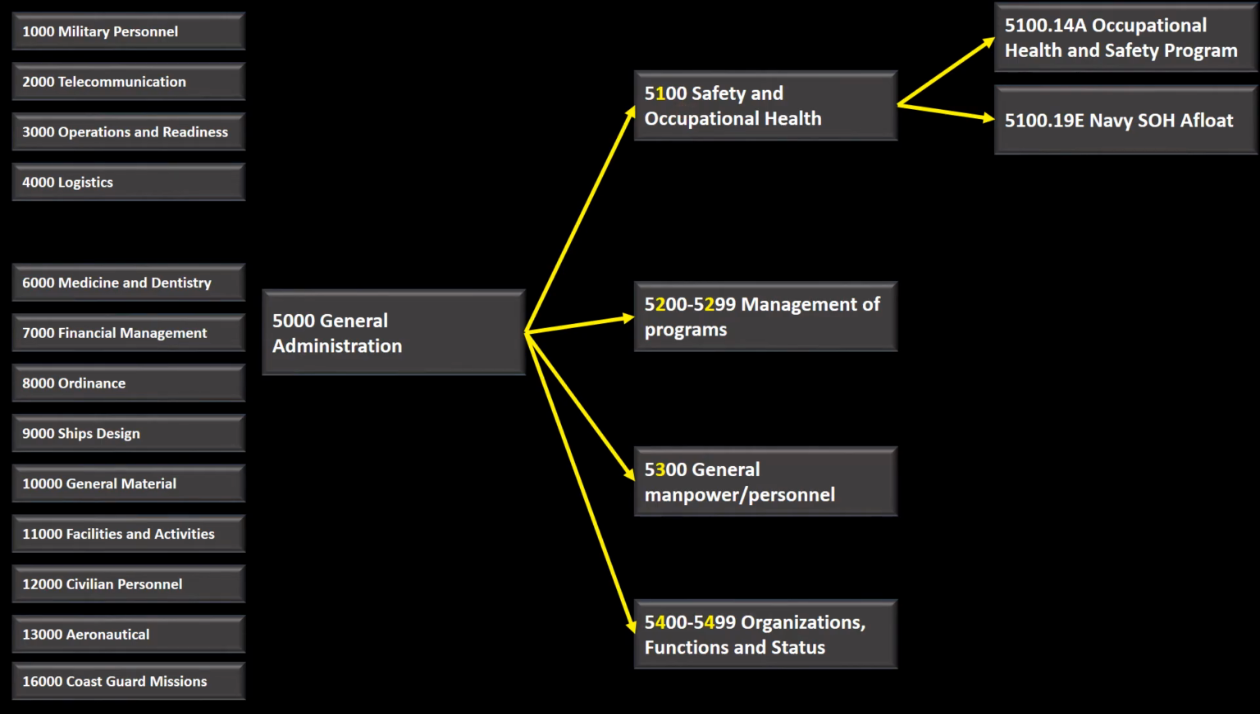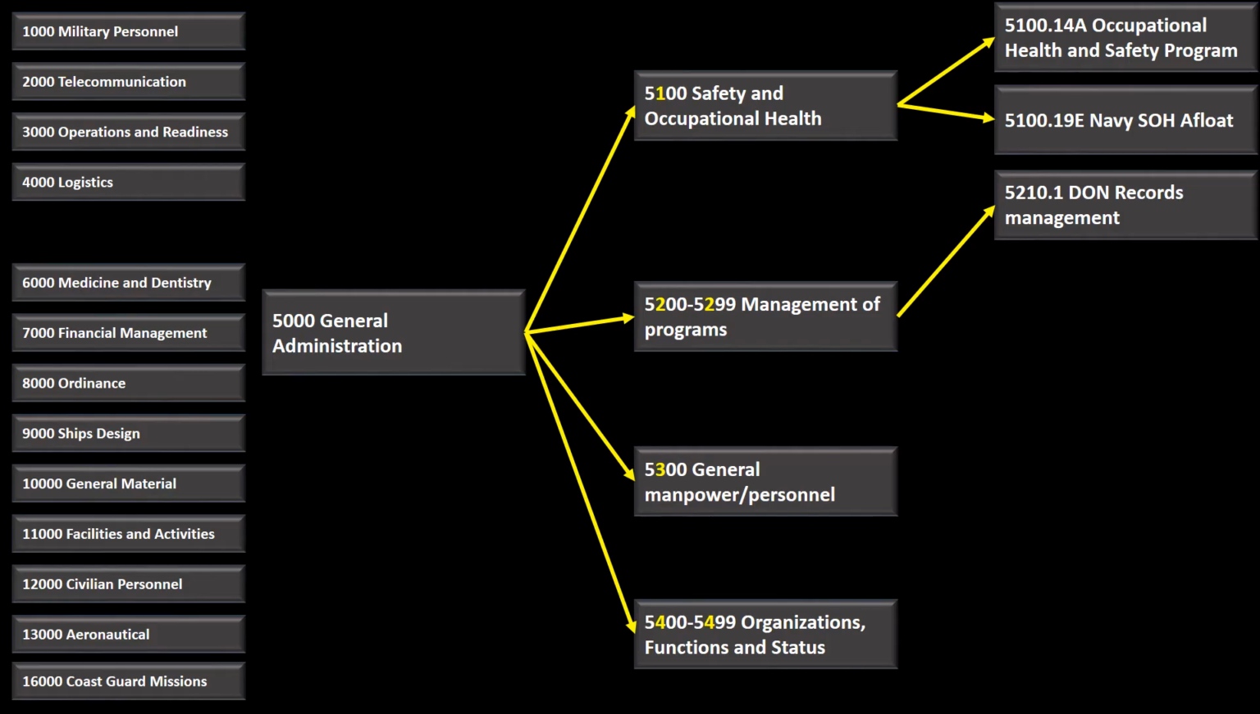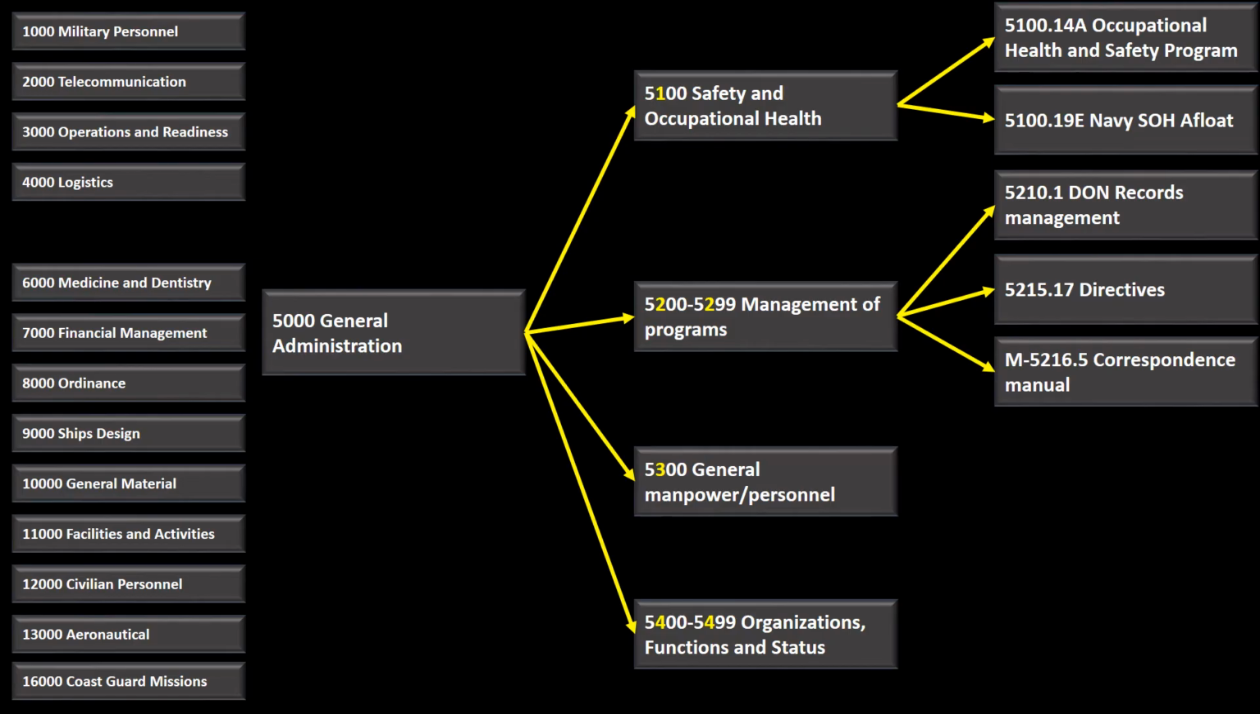All right, 52. Management of programs. So we've got a few on this instruction, right? We've got the 5210.1 Department of the Navy records management, right? Management of programs of administration. Well, what's more admin than managing our records? We've got 5215.17 directives. We've got the SecNav manual 5216.5, the correspondence manual. So these three right here, they're admin, so they're general administration, so they're going to be 5,000. But not only that, it's how to manage administration, how to manage records, how to manage directives, how to do our correspondence. So they're going to fall under 52.